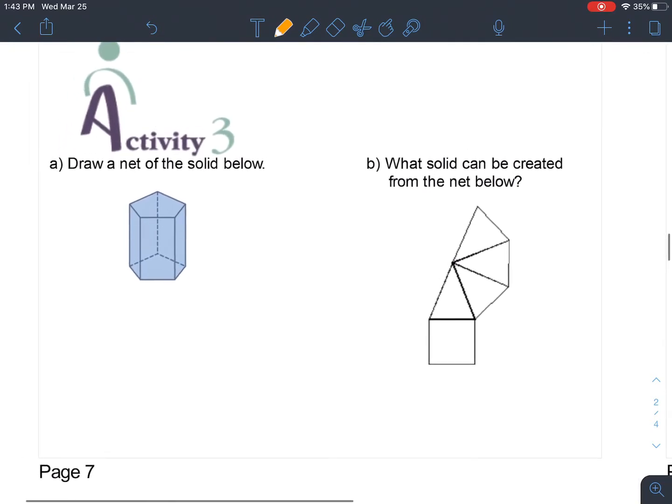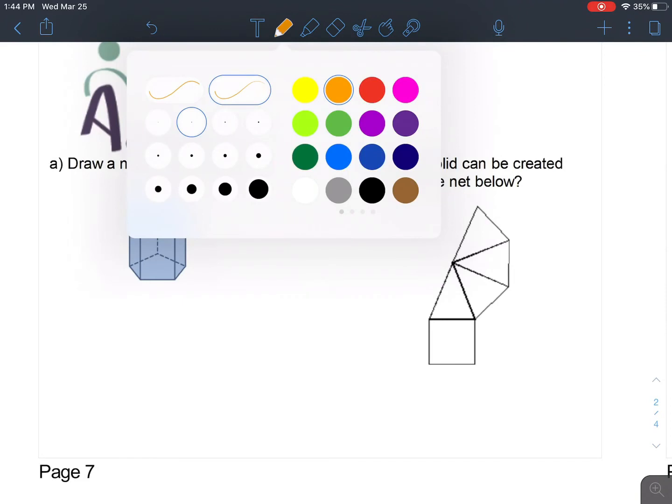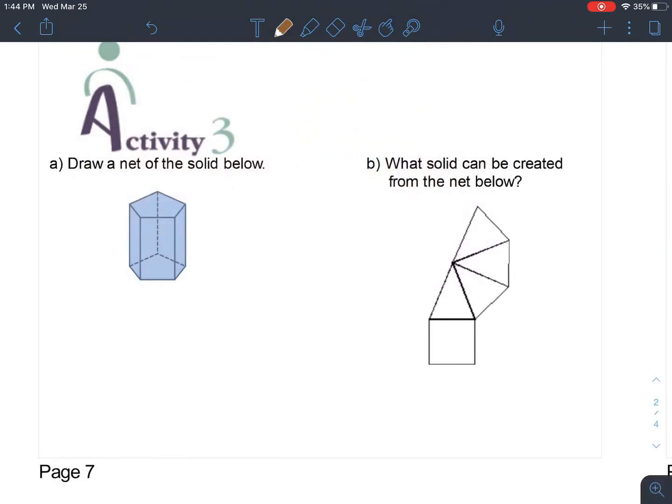So what I want you to do then is answer these 2 questions. The one on the left, draw a net for that shape. And then on the right, I want you to identify what type of solid and try to draw what that solid would look like too. So pause the video. When you are done, I will give you the answers for these 2.